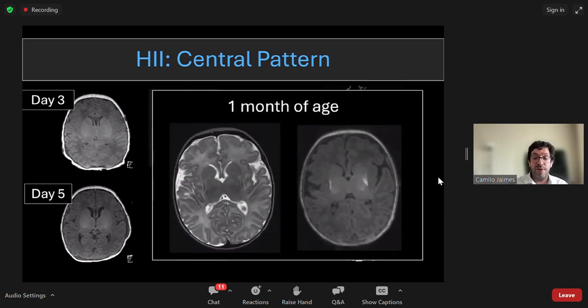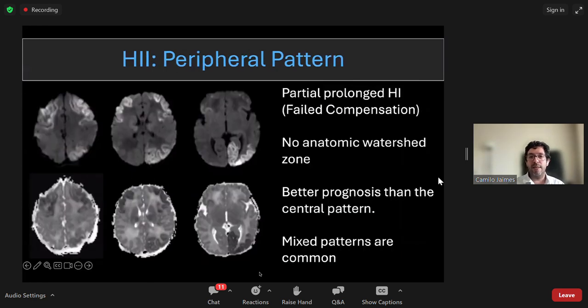This is a baby at 1 month of age. At this point, most of the injury has already quieted down. Necrosis has been established, tissue loss has been established, and you see areas of T1 shortening and T2 hypointense signal corresponding to the areas of profound injury from that central pattern.